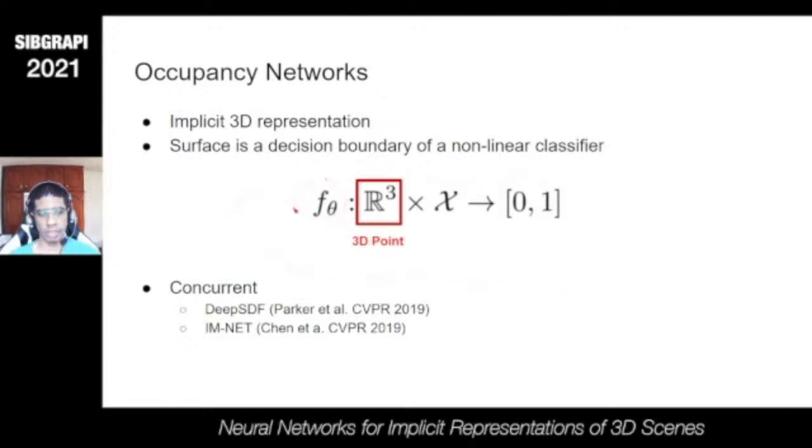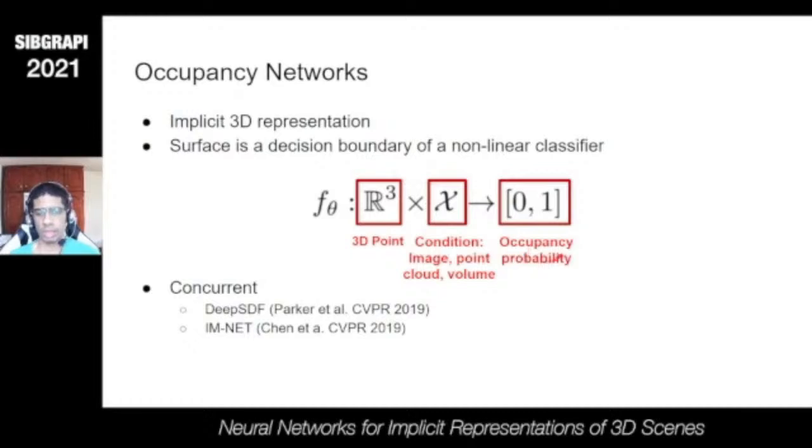So we have a function f that has trainable parameters theta, and our domain is R^3, so we have 3D points as input, and also we have a condition that can be an image or point cloud or volume. This condition is used for generalizing the model, so it can actually infer from models that aren't seen before. And the result is just this occupancy probability value.